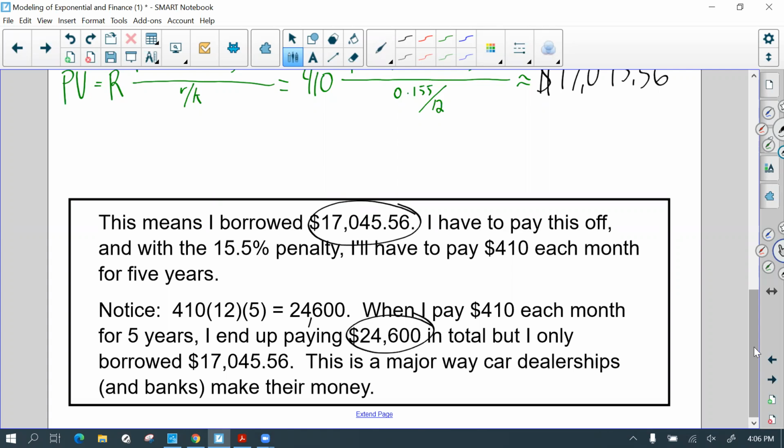And the dealership keeps that interest. And that's a huge part of their business. That's the entirety of a bank's business. They only work on interest. And that's how they get their money. So be careful and be wise when you have money.